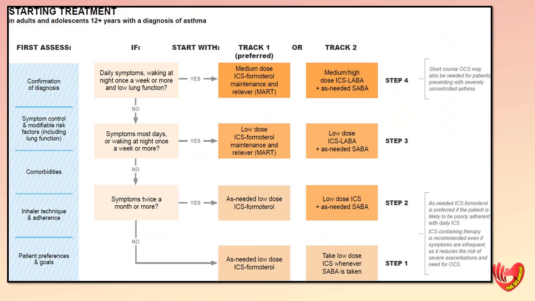This diagram shows recommended initial asthma treatment for adults based on their symptoms. Two tracks are given: the preferred initial treatment, track 1, and the alternative initial treatment, track 2.